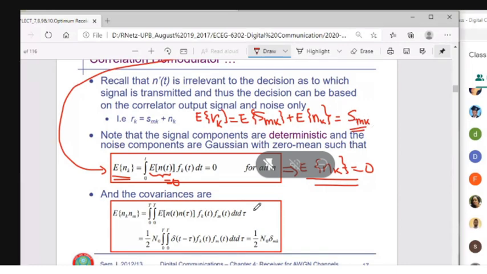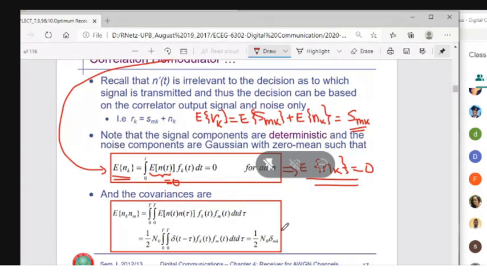Okay, so we start with the mean of n of t, and then we computed the mean of n_k, and found out that the mean of n of t and the mean of n_k are the same. So by definition, zero. So the mean of r_k would be s_mk.